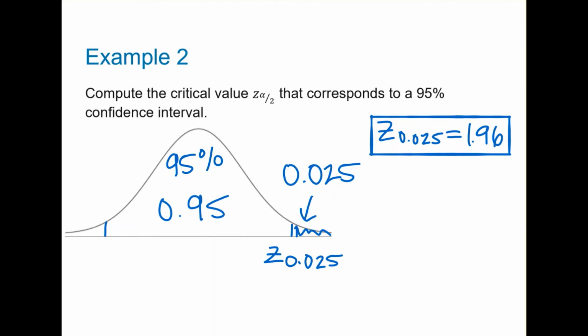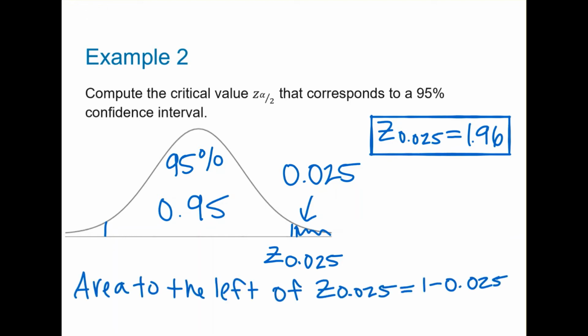Now let's find this value using Table 5. Remember that Table 5 gives you the area to the left. So if the area in the right tail is 0.025, that means the area to the left of z sub 0.025 is 1 minus 0.025. This is equal to 0.975. So now let's find 0.975 on Table 5, and this corresponds to the row of 1.9 and the column of 0.06. And we also get 1.96.